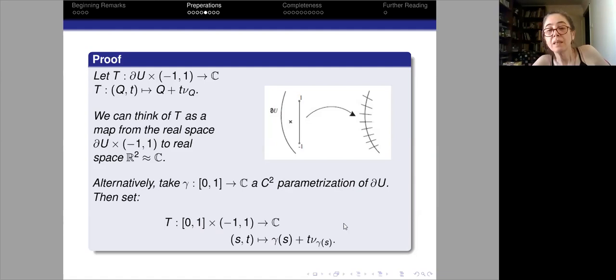Alternatively, you can take gamma, a C2 parametrization of the boundary of U, and set T as the map from (0, 1) cross (minus 1, 1) to the complex plane, defined as the map which sends the point (s, t) to gamma(s) plus t times the outward normal at s. So if you look at the figure, the first component is on the boundary of U, the second component is an element of the line (minus 1, 1), and you take them to this zip-like place on R squared.